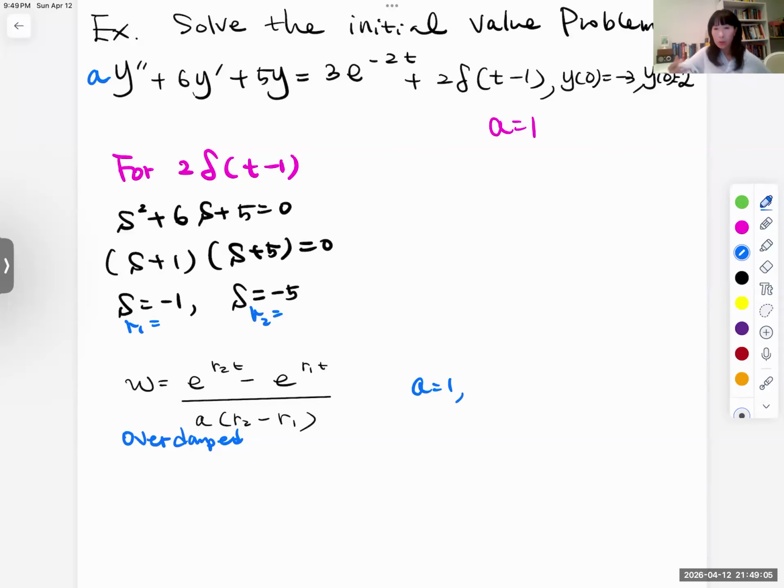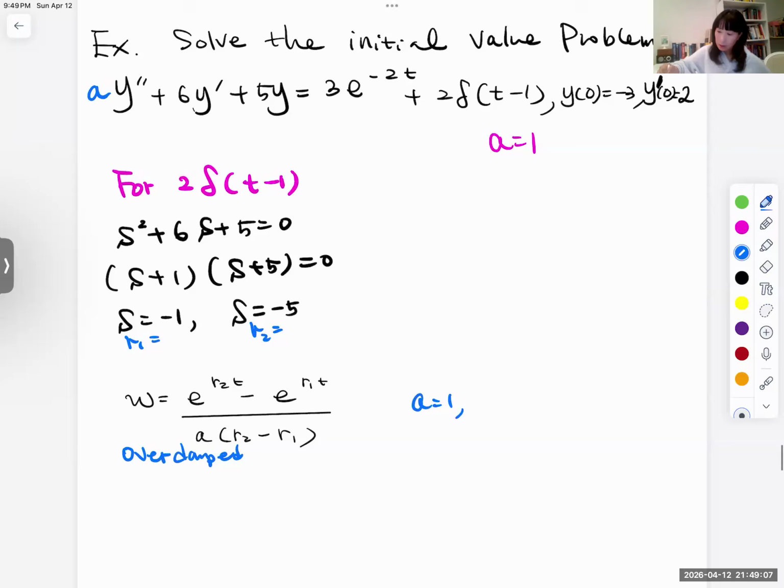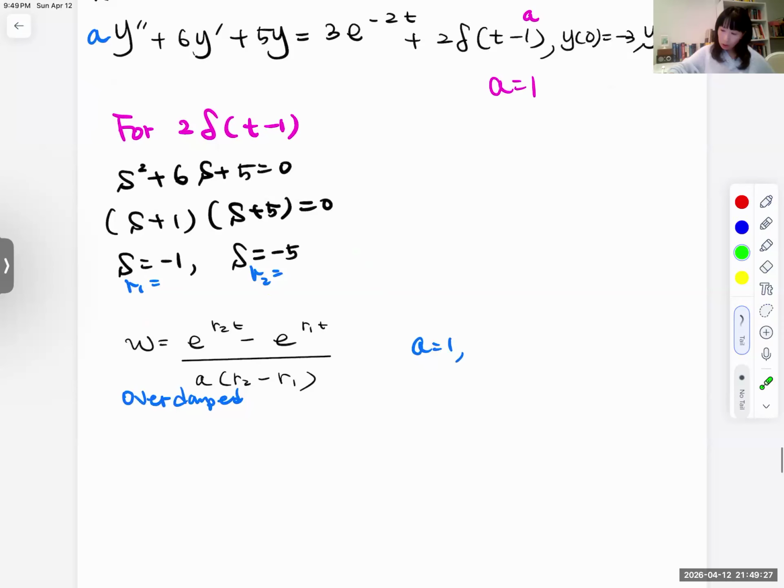Sorry, too many A's there. So this A is this A, right? T minus A there. And then the coefficient of A, yeah? Make sense? So this A we talk about. All right. So let's just use that.